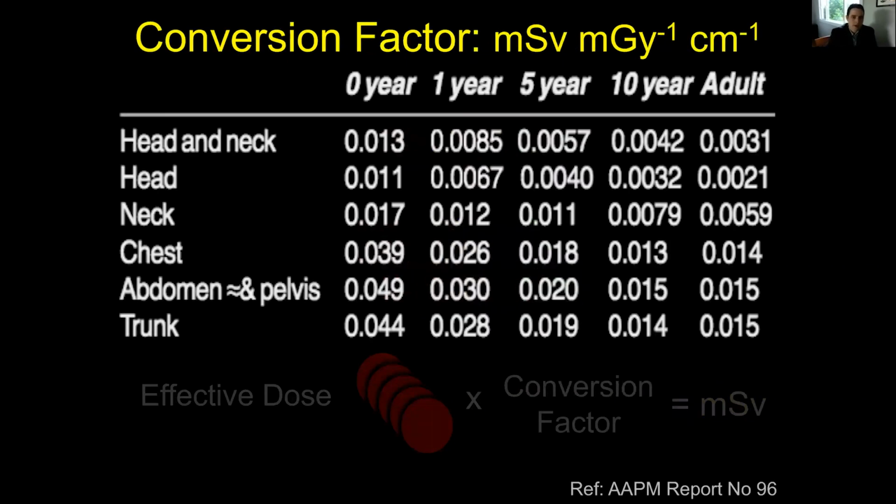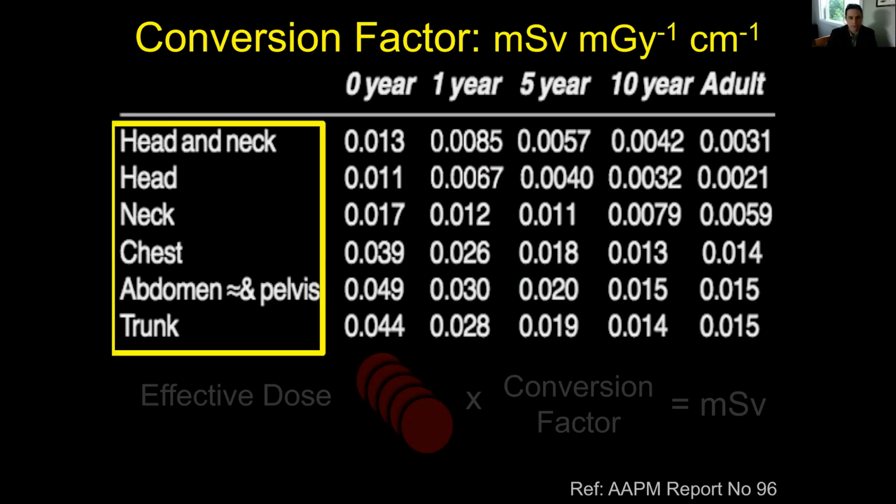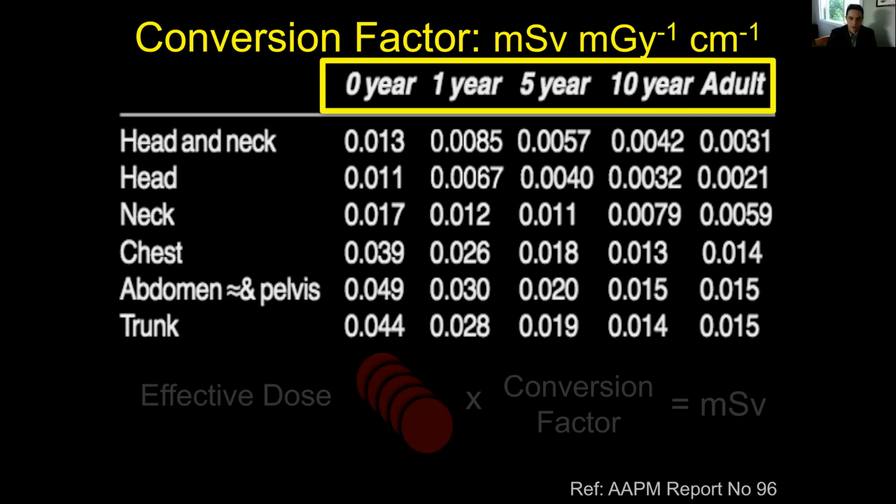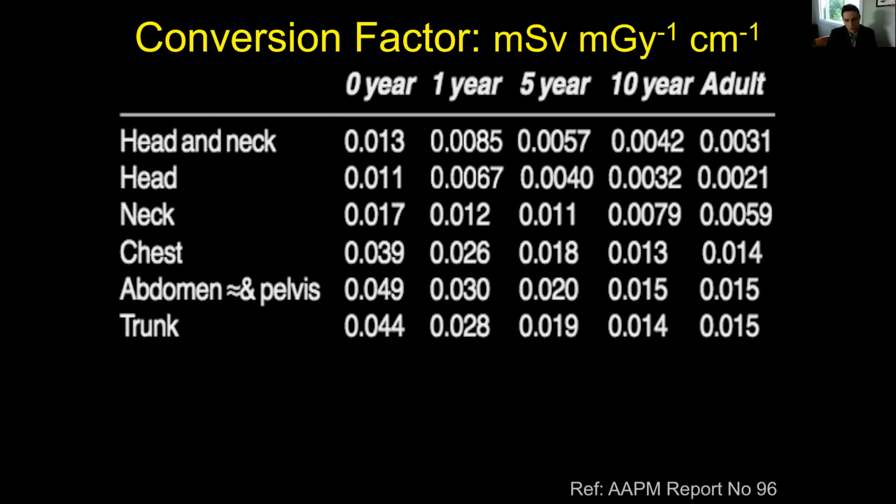So what is that conversion factor? It's all data based on Hiroshima, and it takes into account the age of the patient and the body part. You notice that all of these numbers are less than 1, meaning that your DLP multiplied by the conversion factor will give you a number that is numerically less than the DLP. So here we have different body parts. Here we have different ages and some notable areas.